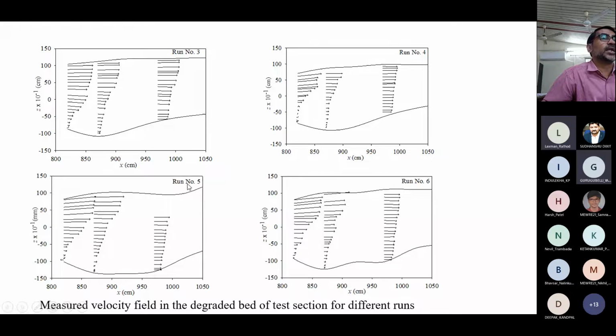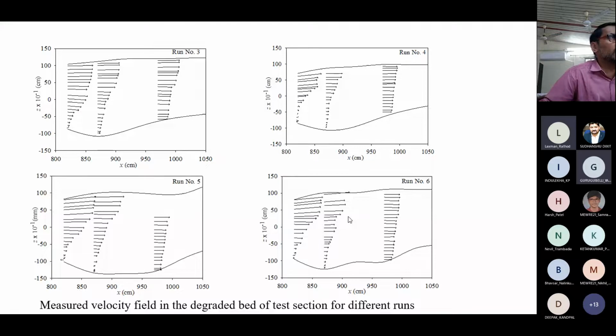So you can see another run, number 5, here. Again, the reverse flow, or you can say the vortex structure, because this flow is moving in the opposite direction. Water is moving like this, but the velocity vector is showing this opposite direction. Right? So this is plotted as a vector plot.